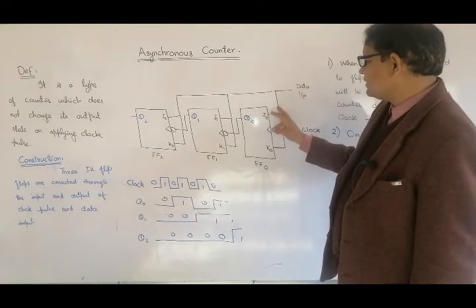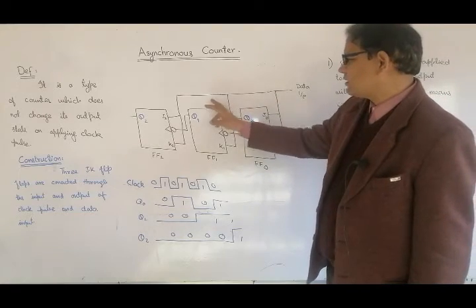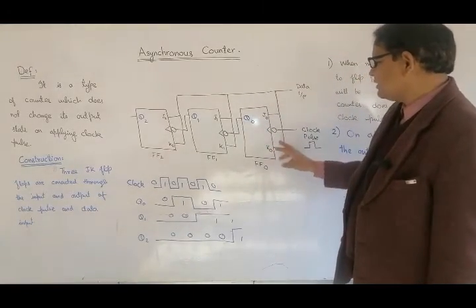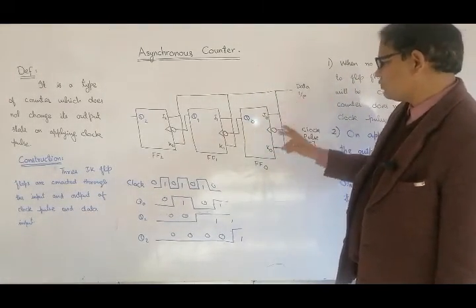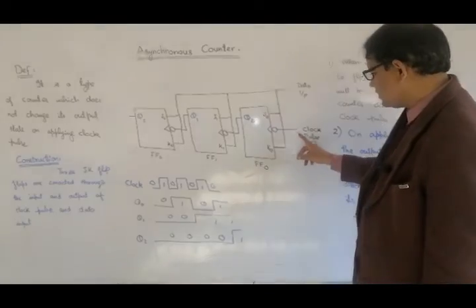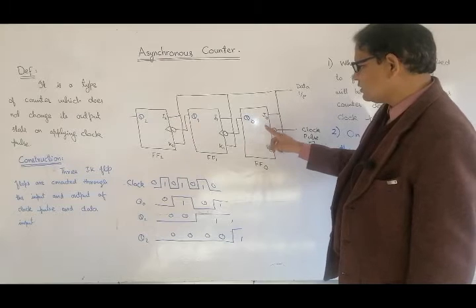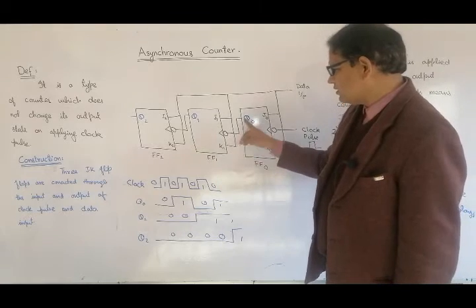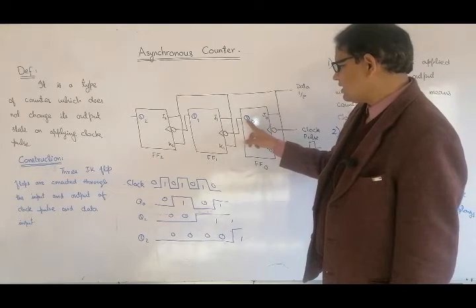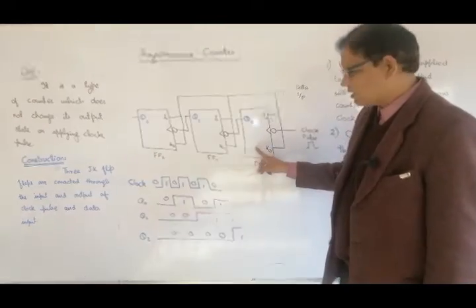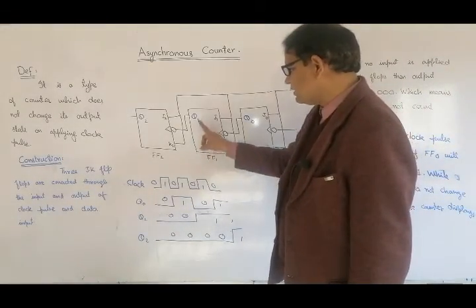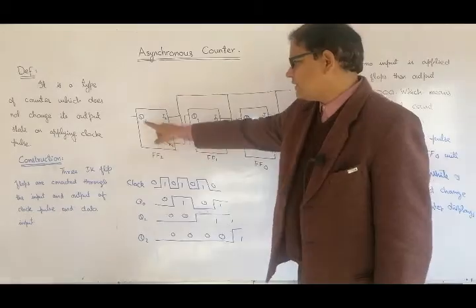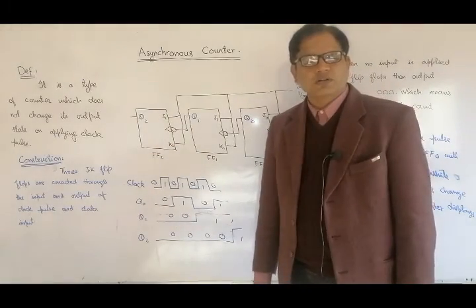I connected it with the data inputs of flip-flops 1, 2, and 3. J and K are both connected together to the data input, and the clock pulse is provided to the clock input of the first flip-flop. In the next stage, from flip-flop 0 to flip-flop 1, the input clock pulse is taken from the output of FF0, and similarly FF1 provides the clock pulse to flip-flop number 2 from its output. And here we take out the digital code or digital output from the last stage.